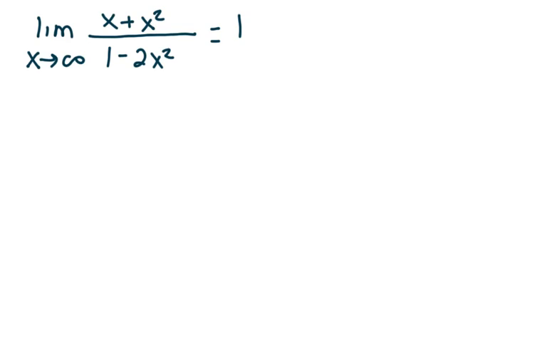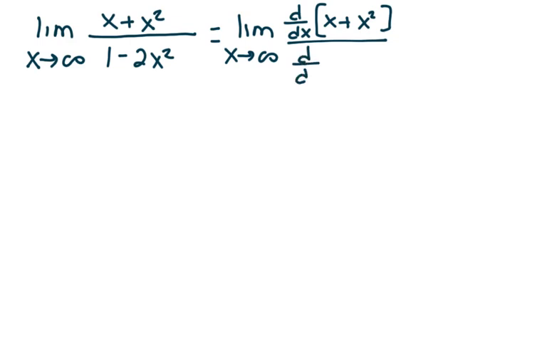And so this is the limit as x goes to infinity of the derivative. So we're going to apply L'Hopital's rule. So infinity over infinity is an actual indeterminate type where we can use L'Hopital's rule. And so we're going to take the derivative of the numerator and divide by the derivative of the denominator.